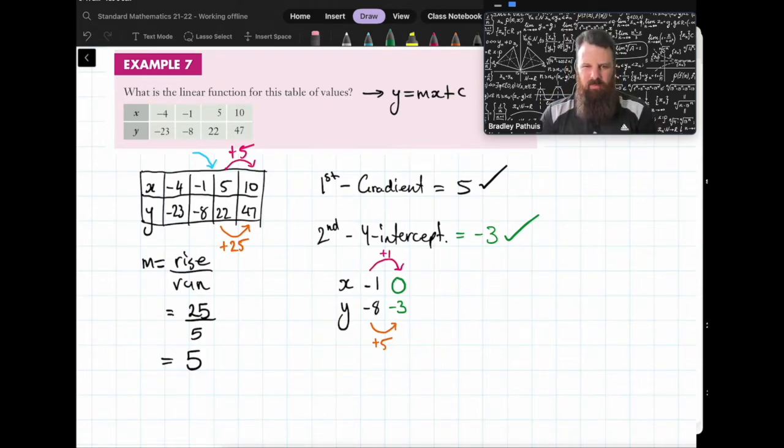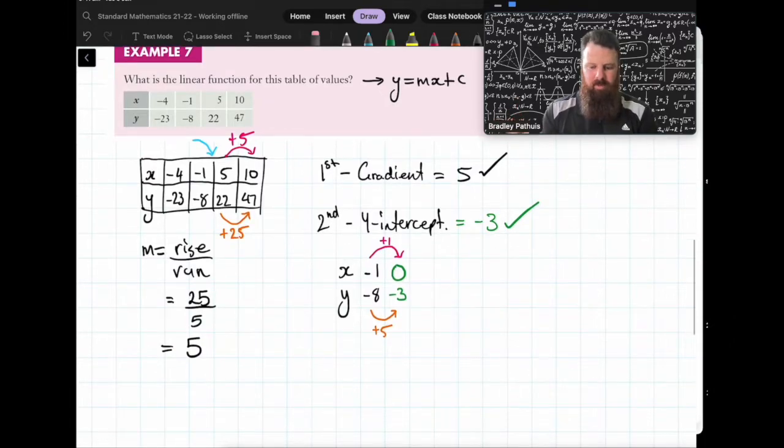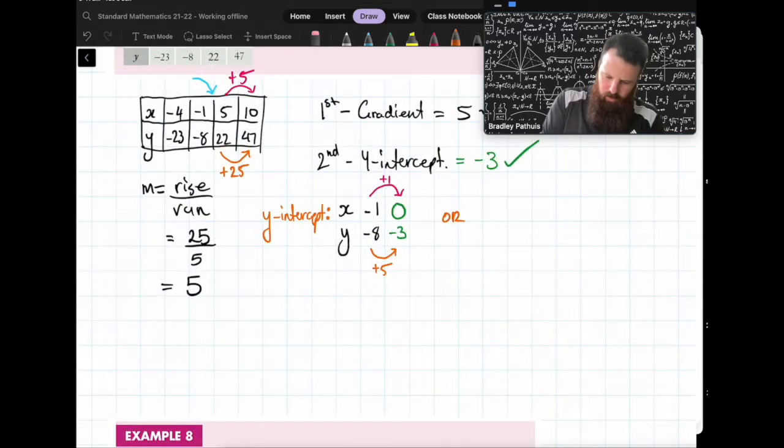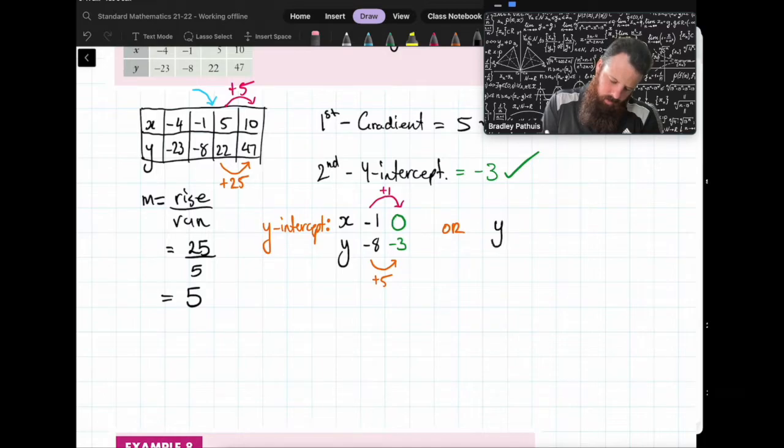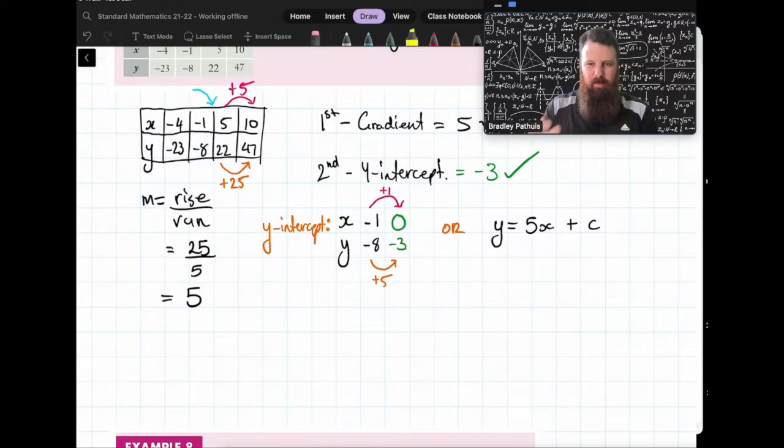But what happens if we don't have a table of values? How do we find the y-intercept? Well, we don't have x equals 0, but we can do something slightly different as well. We can use algebra for this one as well. What we know is we know parts of the equation. We know that y equals 5x plus c, because our gradient was 5, plus the y-intercept. What we also know is we know a whole heap of points that work on the line. So we're just going to pick some points. For this one here, I'm going to pick the points 5 and 22, just because I want to deal with positive numbers. And I'm going to sub that in.